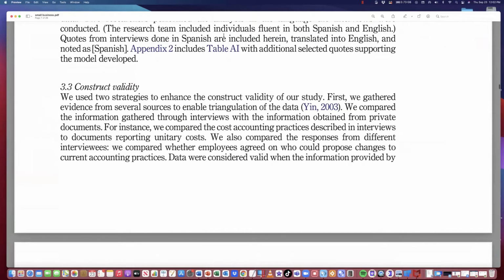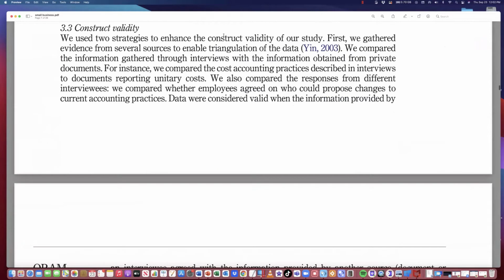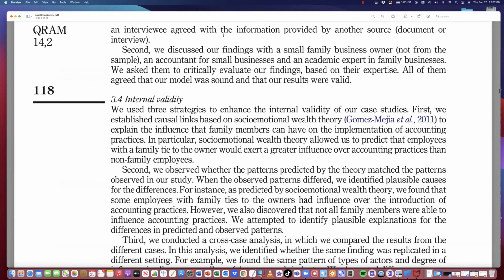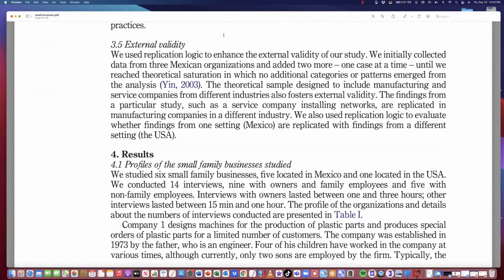Now you are talking about construct validity. So you said, well, construct validity, and then internal validity, and then external validity. So look at external validity here. We use replication logic, just as I showed you, to enhance the external validity of our study. We initially collected data from 3 Mexican organizations and added 2 more, one case at a time.